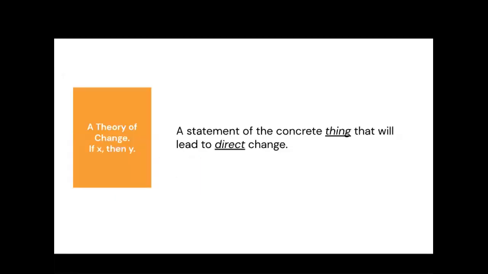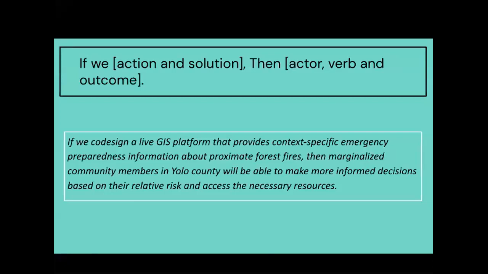So with this example in mind, the first important component of your pathway to impact is to develop a theory of change. This should come in the form of a sentence, if X, then Y, a statement of the concrete thing that will lead to the direct change. So for our example project, the theory of change was, if we co-design a live GIS platform that provides context-specific emergency preparedness information about proximate forest fires, then marginalized community members in Yolo County will be able to make more informed decisions based upon their relative risk and access the necessary resources that they need.